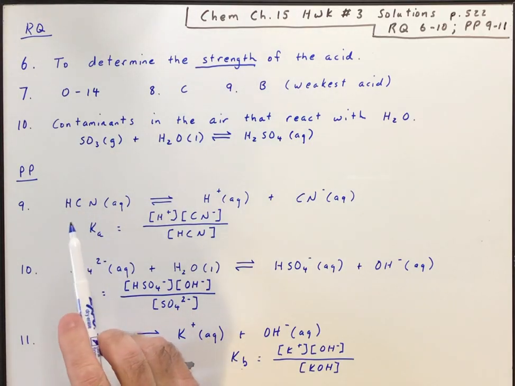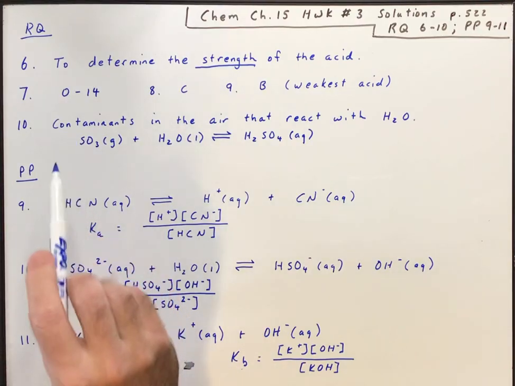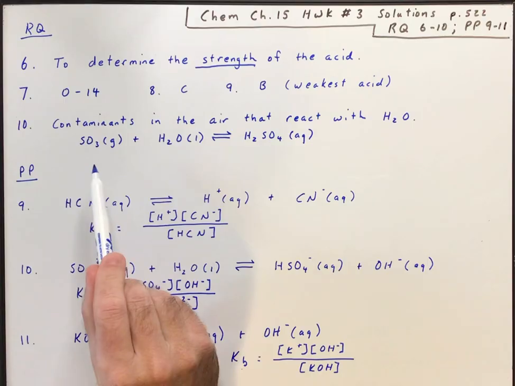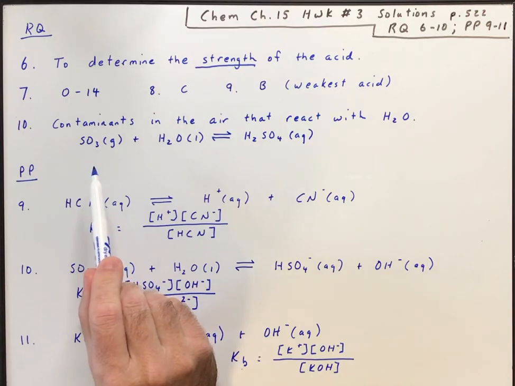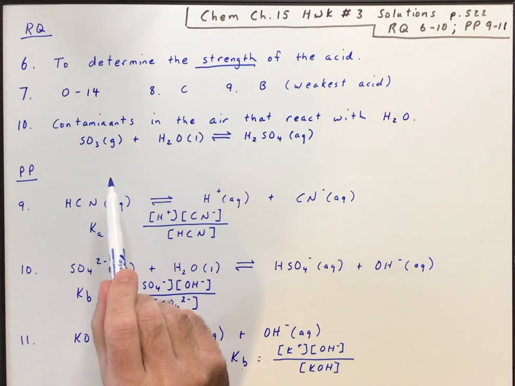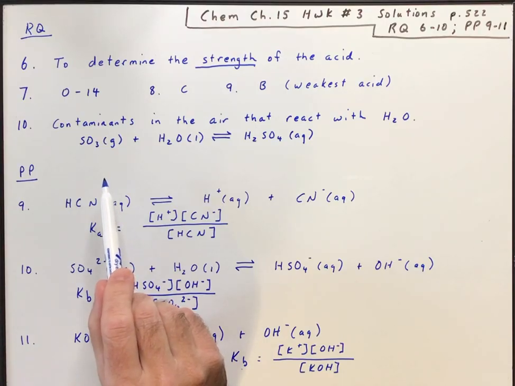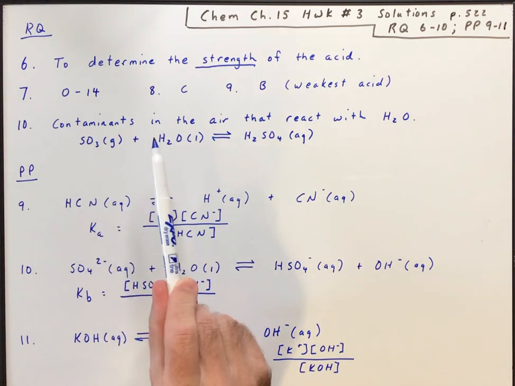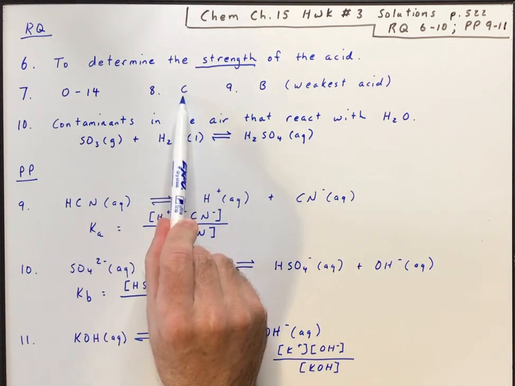All right, number 7. What are the limits of the pH scale? That's 0 to 14. Number 8 says 3 solutions have the following pH levels. It's 11, 8, and 2. Which are acidic? Well, it's only something with a pH under 7, so that would be solution C.